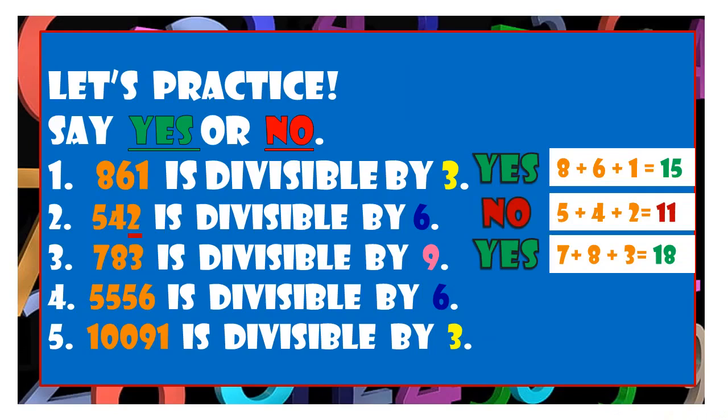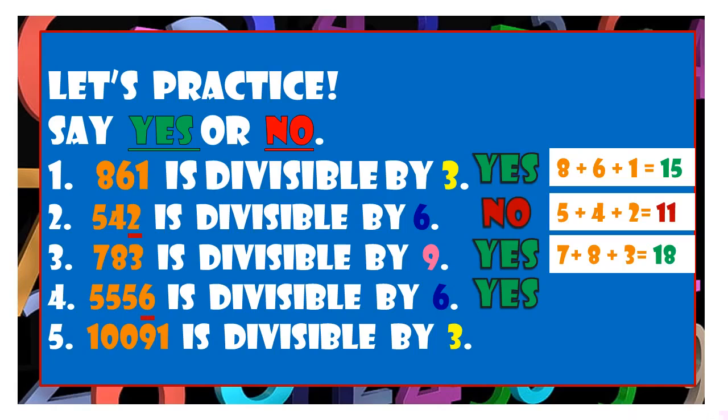How about number 4? 5556 is divisible by 6. The answer is yes. Why is it divisible by 6? According to the rule, a number is divisible by 6 if the number is divisible both by 2 and 3. So let's see if the number ends with an even number. 5556 ends with a digit of 6. So 6 is an even number. So it is divisible by 2.